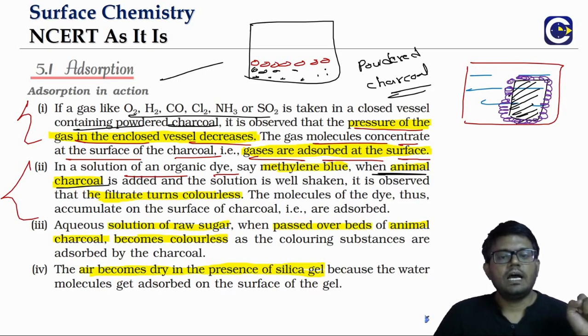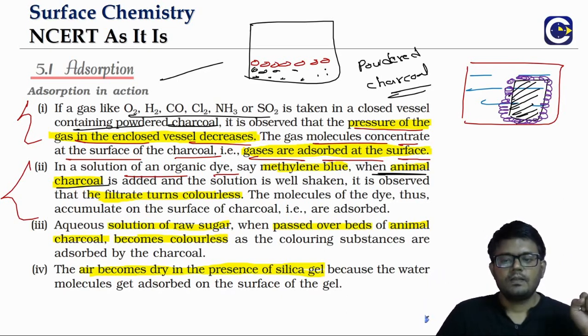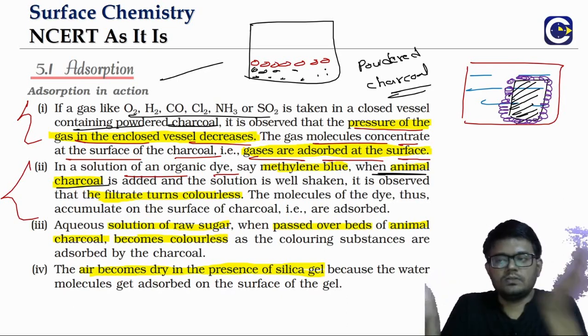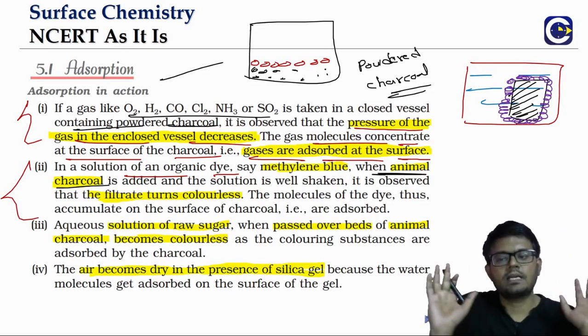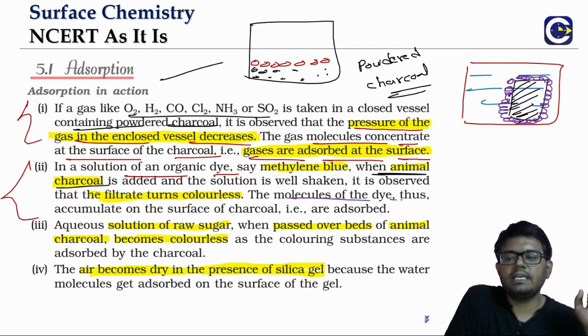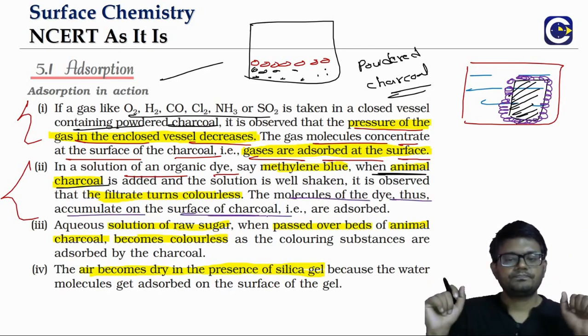on the surface of the animal charcoal, and that is the reason why in solution we don't have any more organic pigment, so that becomes colorless. So the molecules of the dye accumulate on the surface of the animal charcoal.